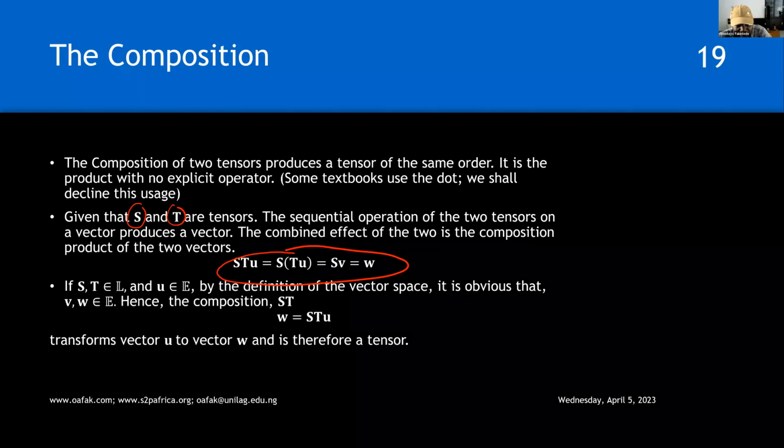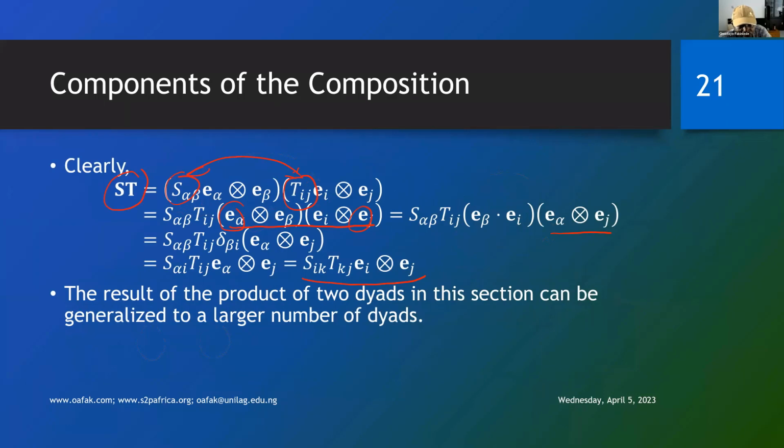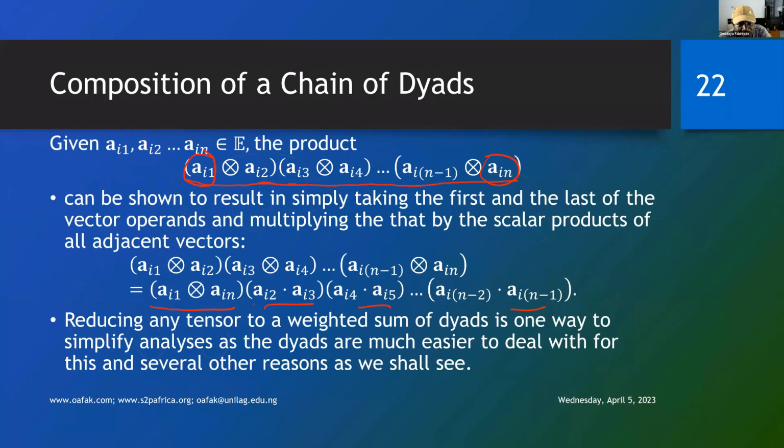It's a particular kind of product, which we defined. And then we looked at how to get composition of dyads, composition of dyad bases. And from there, we looked at how to get the components of the composition. And then we looked at a rule for chaining dyads. So you have several dyads in composition. You only need to worry about the first and the last dyad. You take a dyad based on the beginning vector and the end vector, and then all the inner vectors are multiplied in dot products.